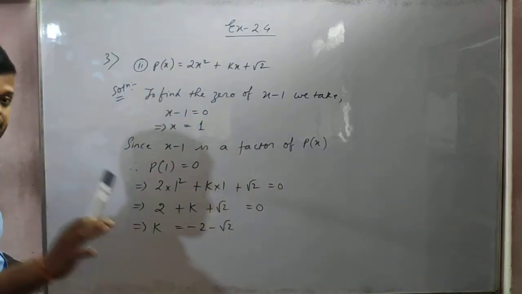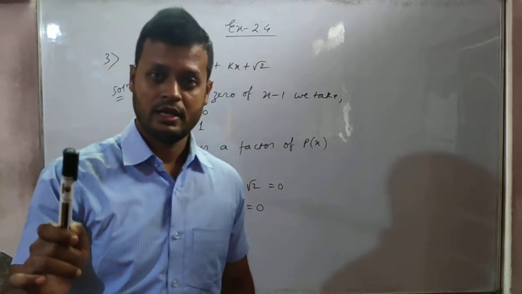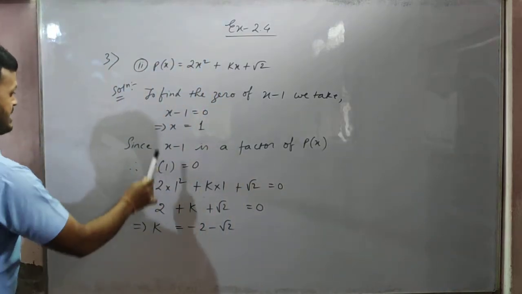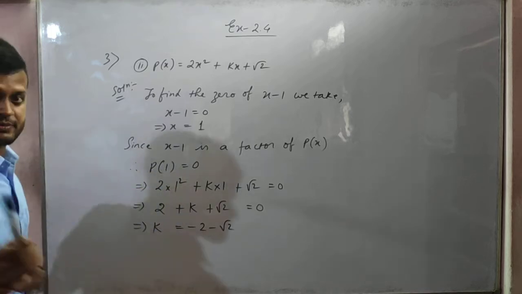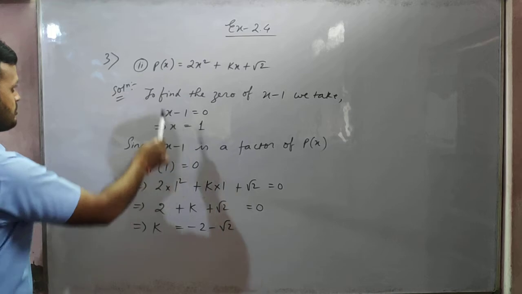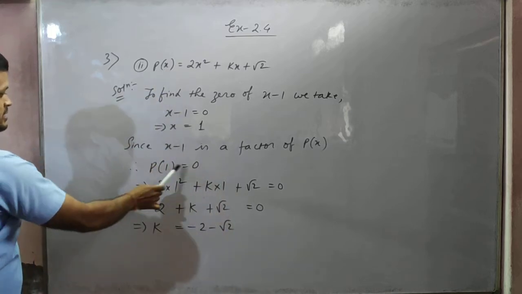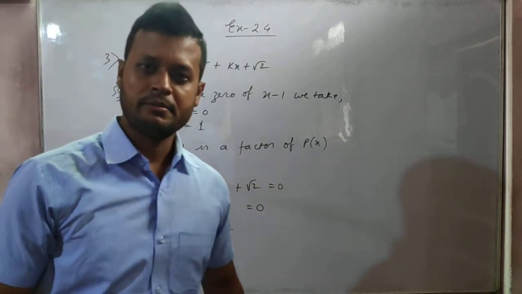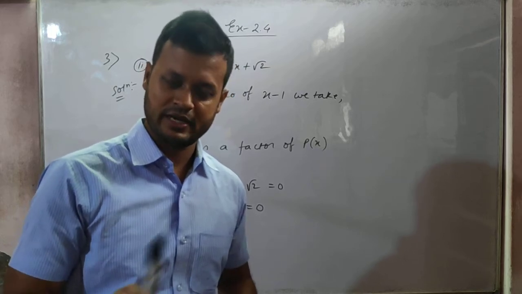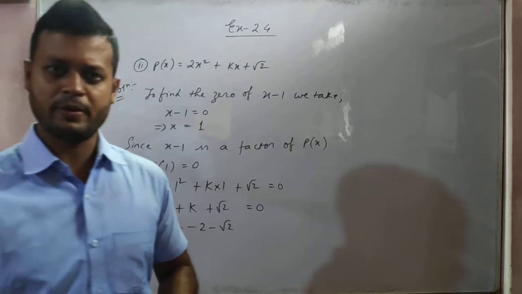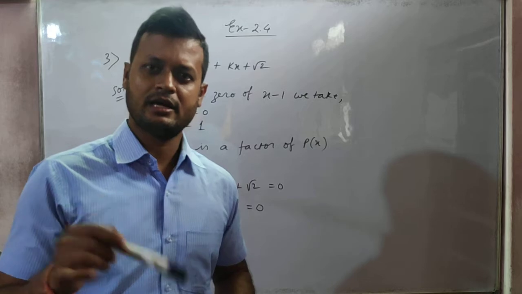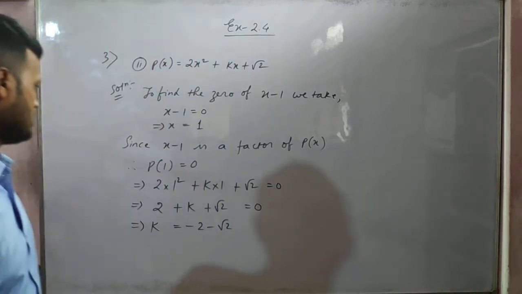It is already given that x minus 1 is a factor of p(x). In place of this x, if I put the zero of x minus 1, what is the zero of x minus 1? The zero of x minus 1 is plus 1, isn't it? If I put the zero of x minus 1 in place of this x, the remainder will be equal to 0. Why? Because it is already given that x minus 1 is a factor of p(x). So the remainder is equal to 0.